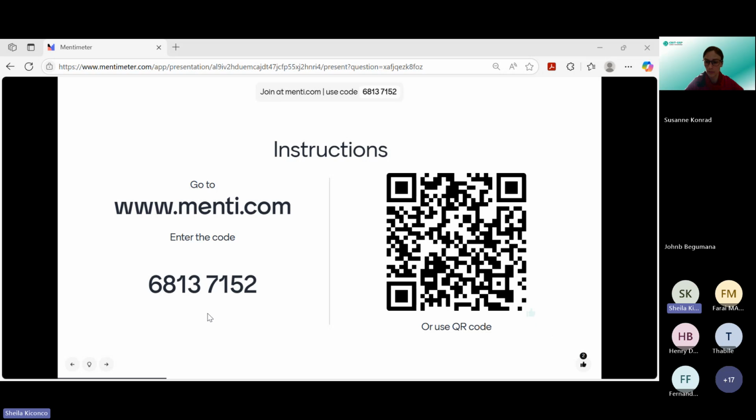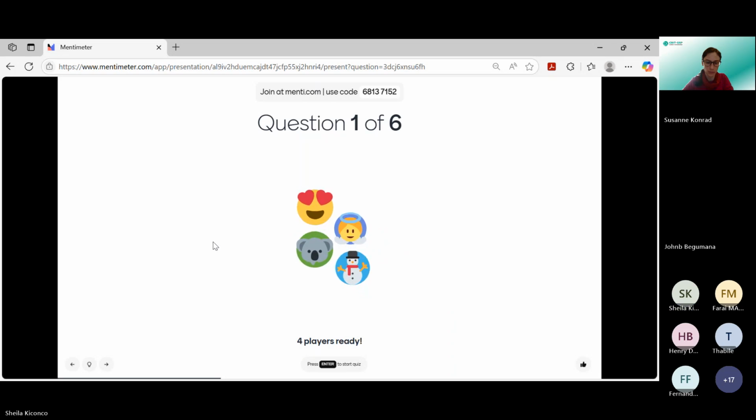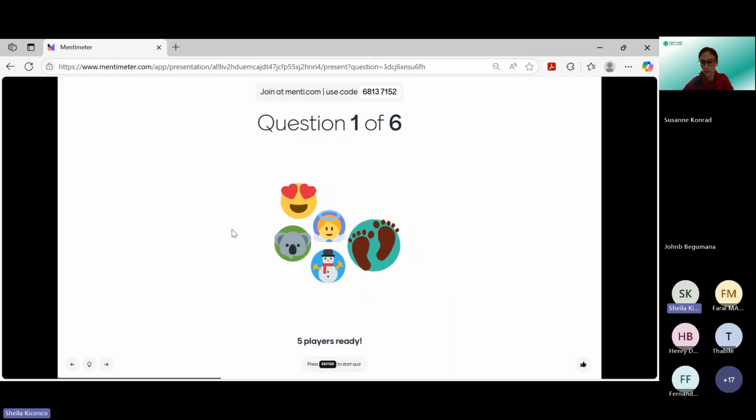Thank you for joining. I can see a few people have joined. So go to www.menti.com. The code is 68137152. And see, we have 4 people. Let me see how many actually are here with us. We have only 4 players. We are more than 20. It would be nice if we had more people.